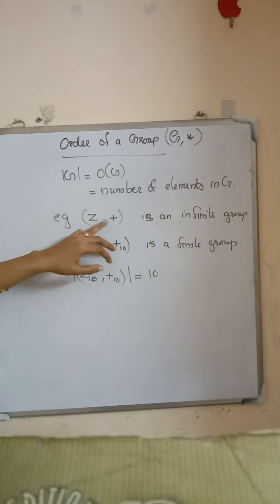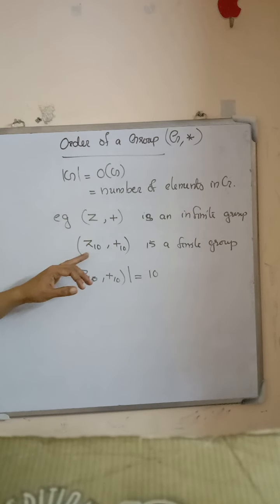Consider the group Z plus under usual addition. It's a group. It is an infinite group because Z has infinitely many points. Z10 under the operation addition modulo 10 is a finite group because Z10 has only 10 elements: 0, 1, 2, 3, up to 9. So it is a finite group.